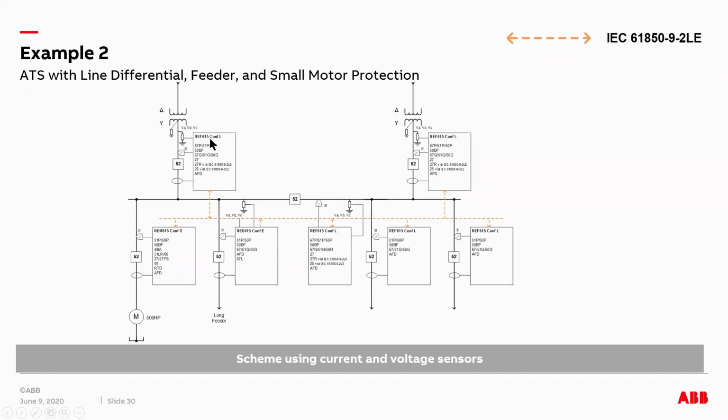We changed the relay configuration to REF615 configuration L for main one and main two, and also for the tiebreaker. The REM is a configuration D, which accepts the sensor input, and the line differential is configuration E, RED615, and for the feeder we use the same relay, REF615 configuration L. So the protection functions can be enabled based on the requirement for each feeder.